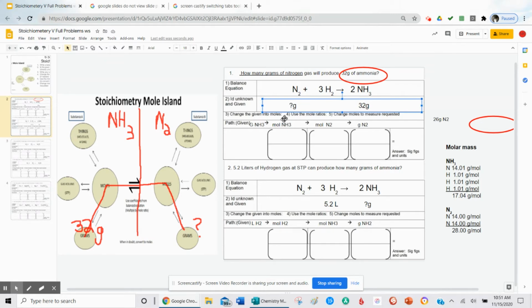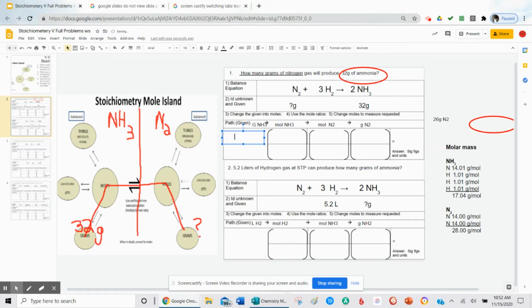Our next step is to do our path. So we're going from grams of ammonia to moles of ammonia, and then I have to go from moles of ammonia to moles of nitrogen, and then I have to go from moles of nitrogen to grams of nitrogen. And again, here is our path on our map, okay? So I always start with my given, and I don't have the highlights here, so if you just click on that box, you should be able to start typing.